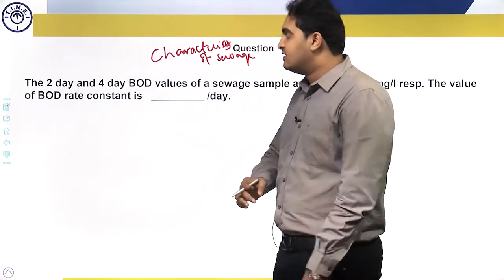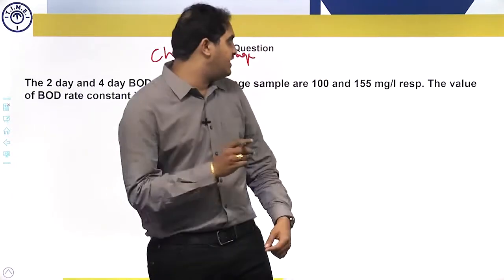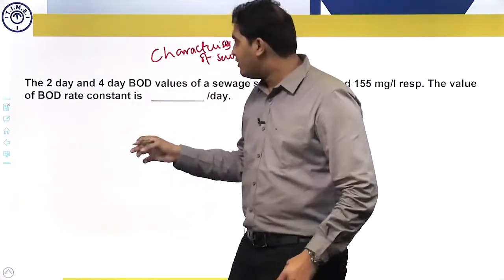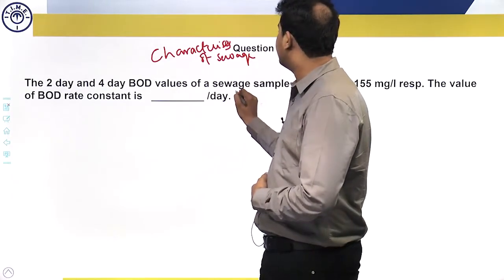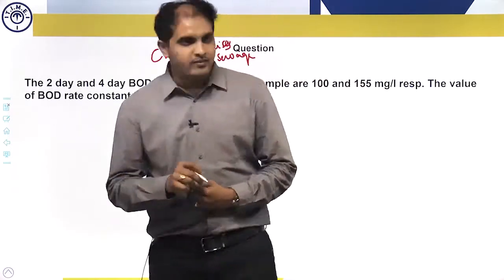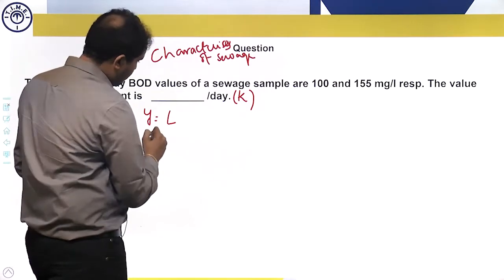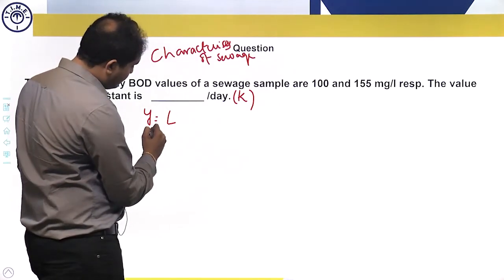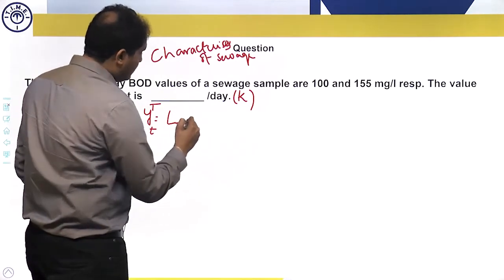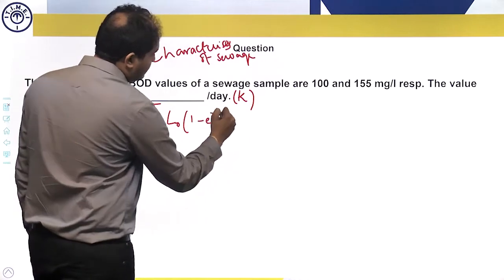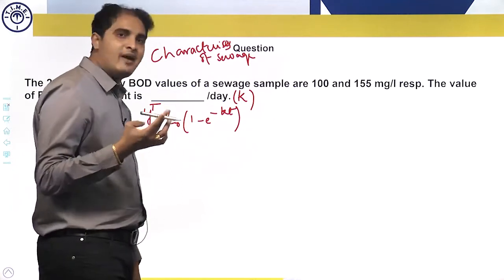The given 2-day and 4-day BOD values of a sewage sample are 100 and 155 mg per liter. The value of BOD rate constant is dash per day. We know BOD rate constant is nothing but K. We have an equation for BOD, that is Y, the BOD at a given time t in days at a given temperature T, is equal to L0 into 1 minus e power minus Kt, where L0 is your ultimate BOD or your maximum BOD.